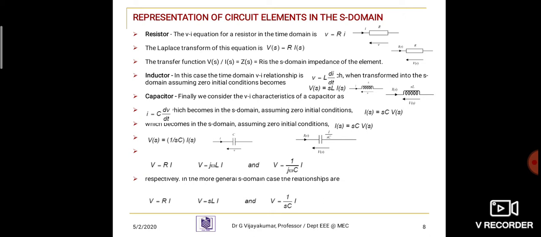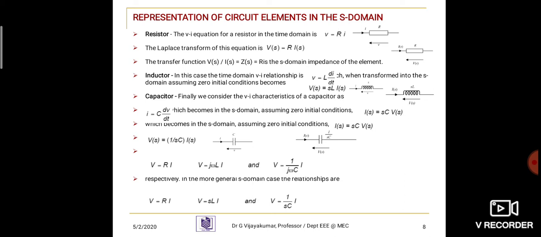The second one, inductor. In this case, the time domain voltage and current relationship is given as V is equal to L into di by dt. We have already seen in the previous modules, when transformed into the S domain, assuming zero initial condition, it becomes V of S is equal to S L into I of S, and the corresponding pictorial representation is also given.